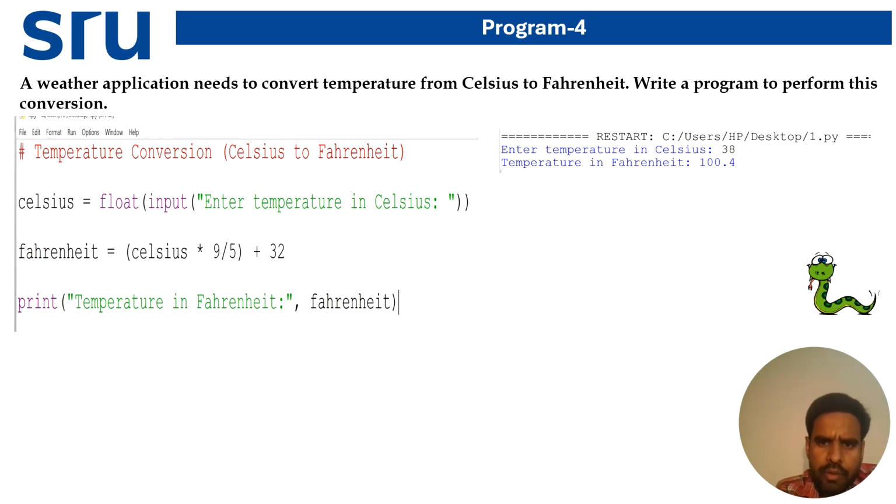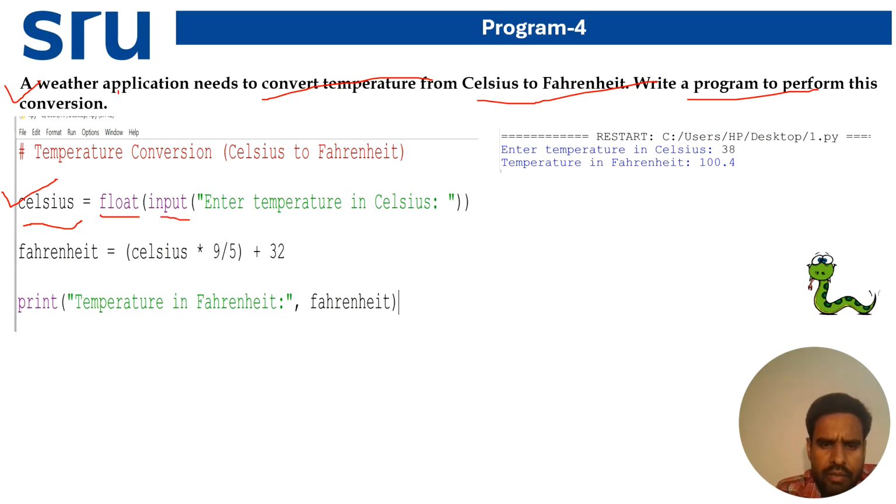Now going to program number 4. What does program 4 say? A weather application needs to convert the temperature from Celsius to Fahrenheit. Write a Python program to perform the conversion. First you have to take the input. I'm taking one variable, Celsius, equal to float, because it is a decimal number.